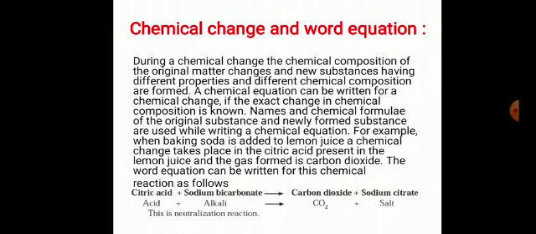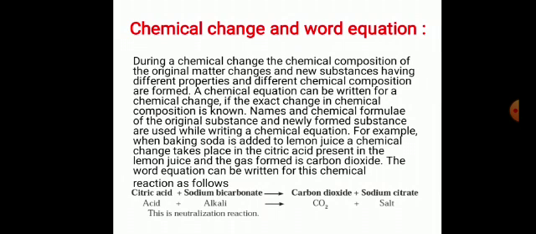Children, whenever chemical change takes place, you all know that a new substance having entirely different properties is formed, and the chemical composition changes. So, we can write the word equation by writing the names of the concerned substances. And a chemical equation can be formed by writing the chemical formula. So, we have to write two equations. Number one, word equation, and number two, chemical equation.